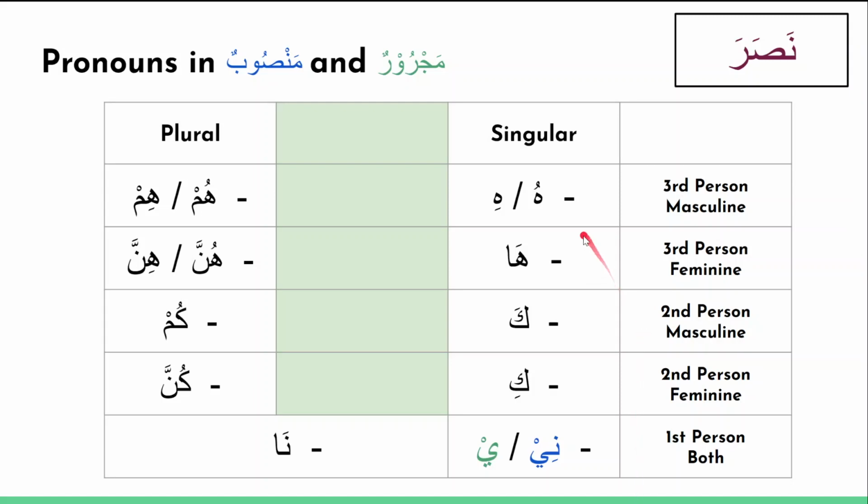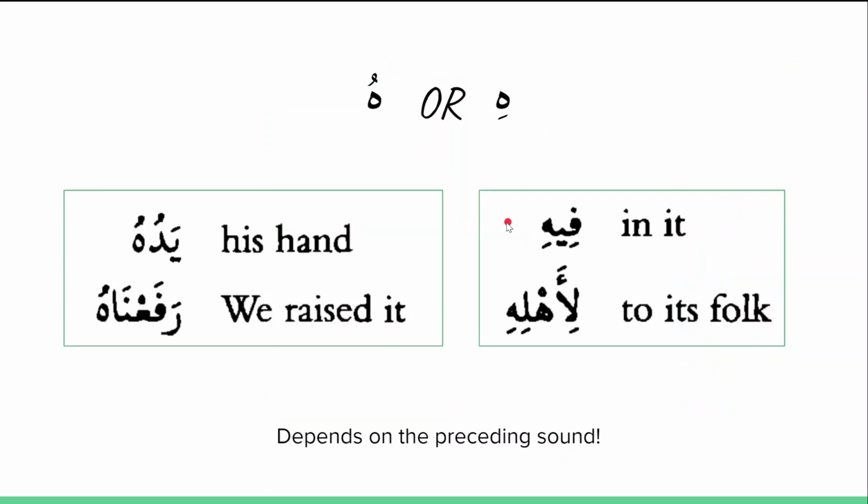Now, one important thing to remember is that some of the suffixes have multiple forms. So, for example, hu versus he. So, why does this happen? When should you use hu, when should you use he? Or in the Quran, when you see it, why is one being used versus the other? It depends on what the previous sound is, the previous vowel. If the previous vowel is a kasra, if it's an e sound, or if it's an a sound also, then use the he suffix. So fihi, in him or in it. Li ahlihi, to his people.